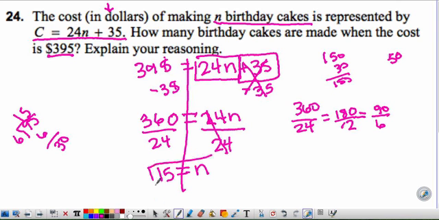So 15 equals n. I am amazed at the number of people that are still not paying attention.